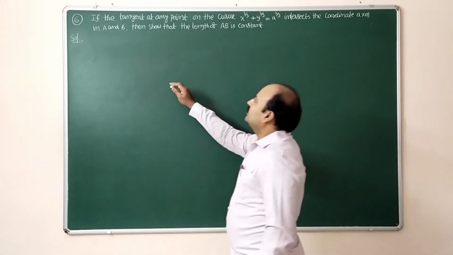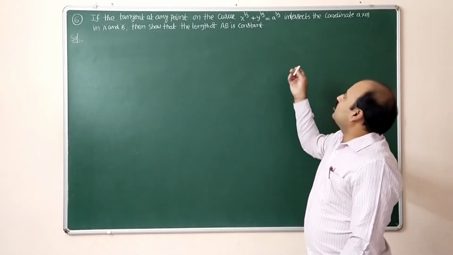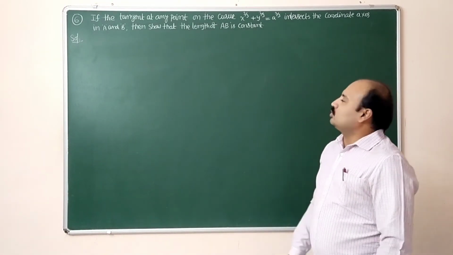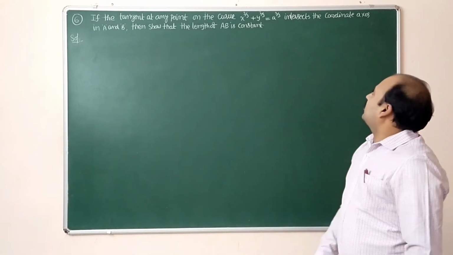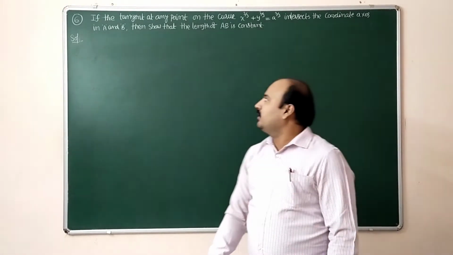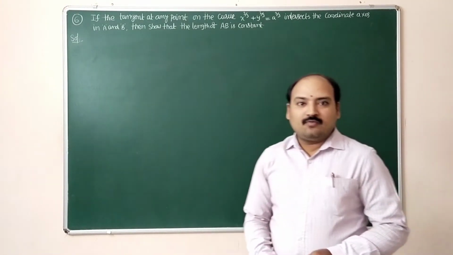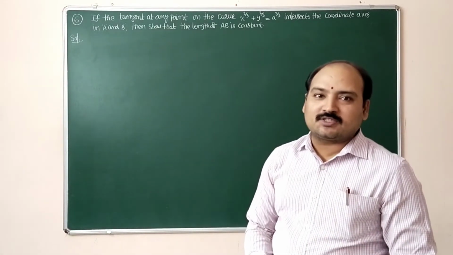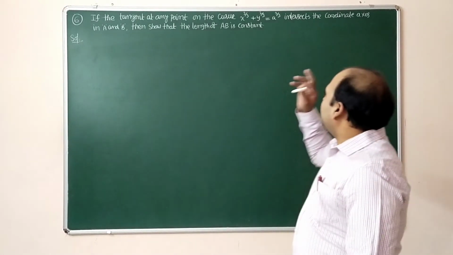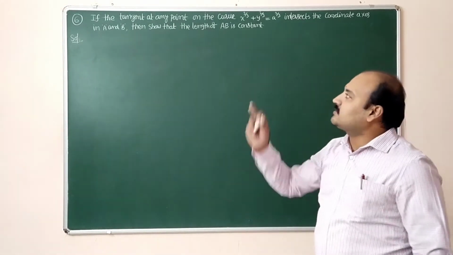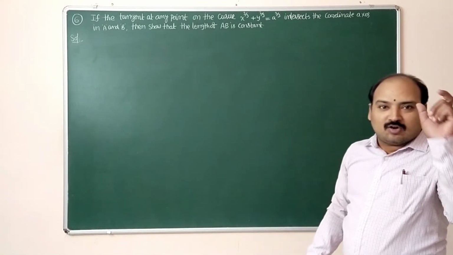First discuss the question. If the tangent at any point on the curve x power 2 by 3 plus y power 2 by 3 equal to a power 2 by 3 intersects the coordinate axes in A and B, then show that the length of AB is constant. First you have to understand what they are asking: the tangent at any point on the curve intersects the coordinate axes in A and B, and we have to show that the length of AB is constant.